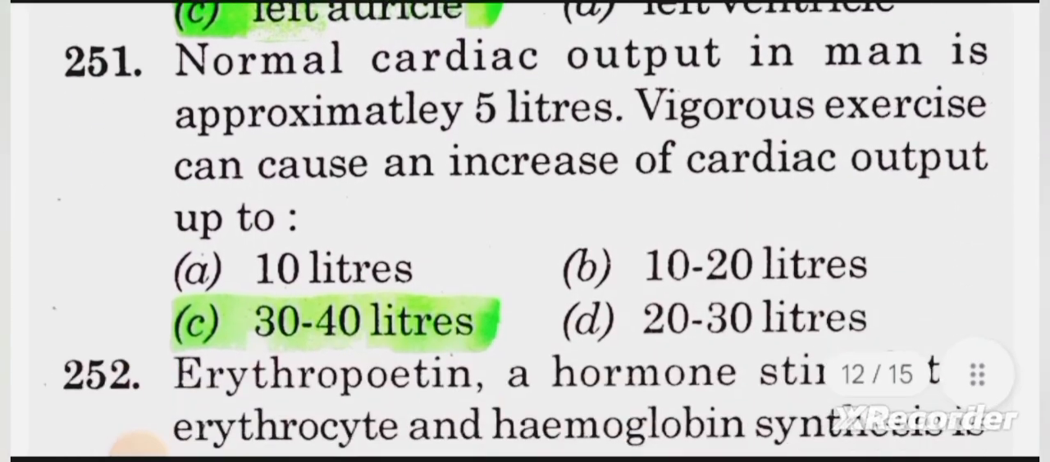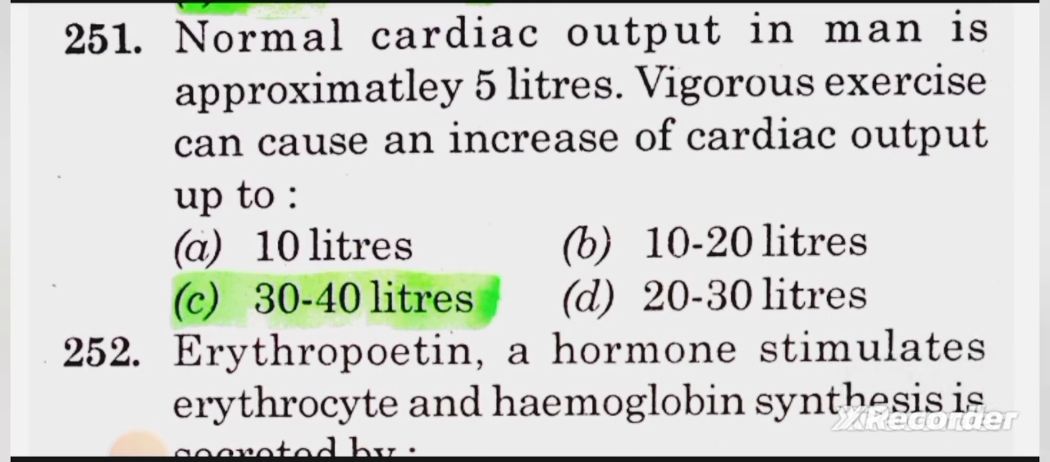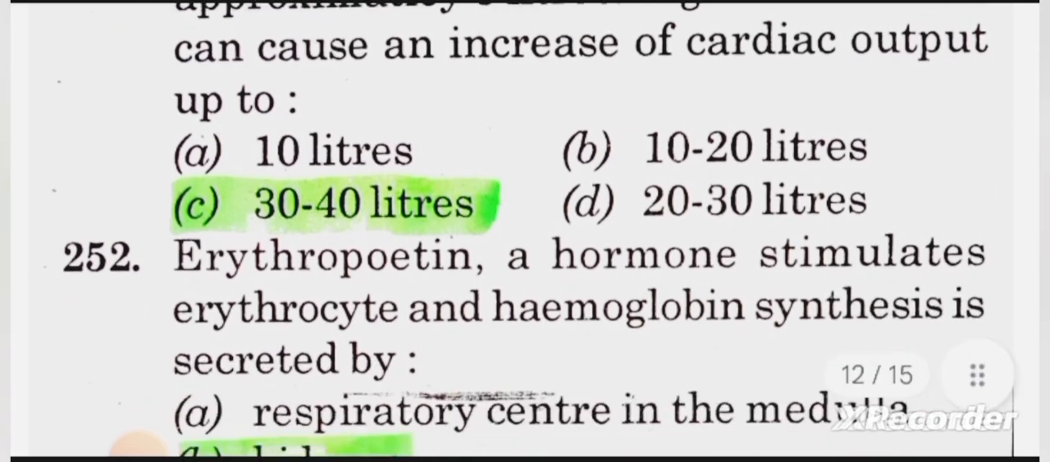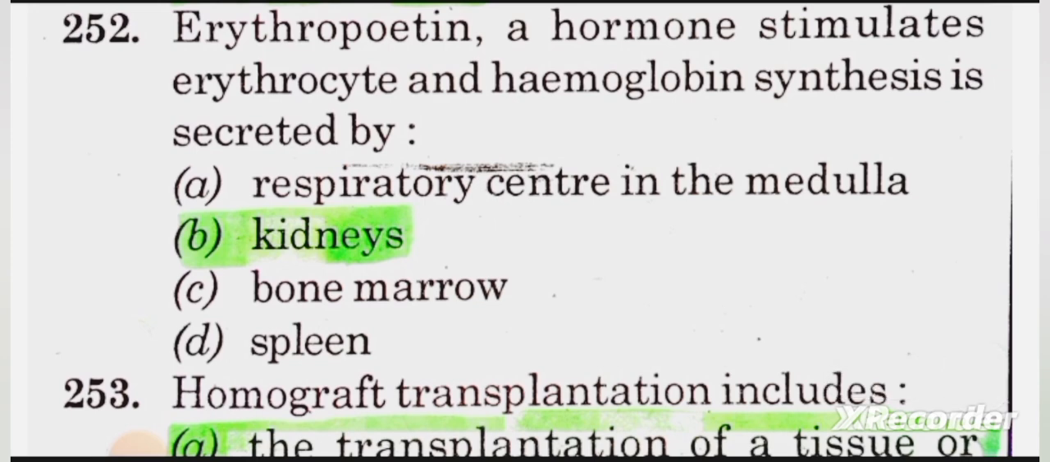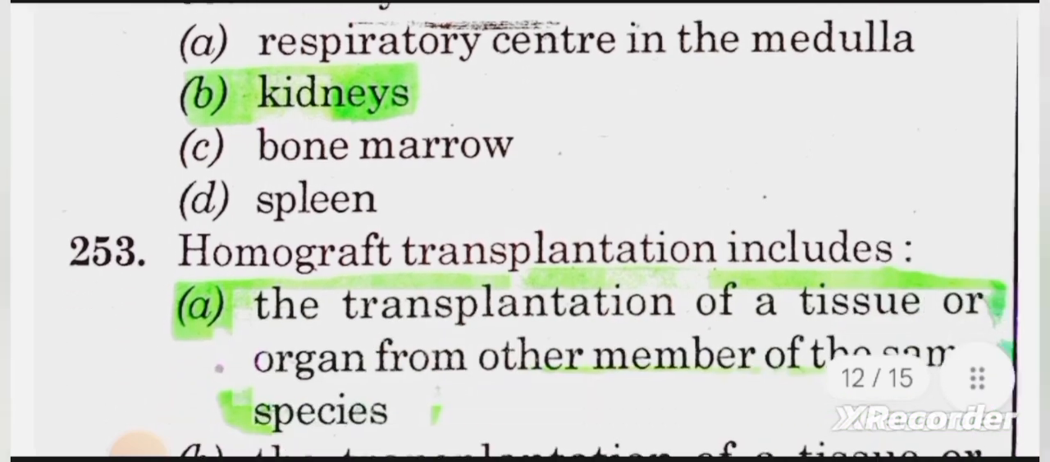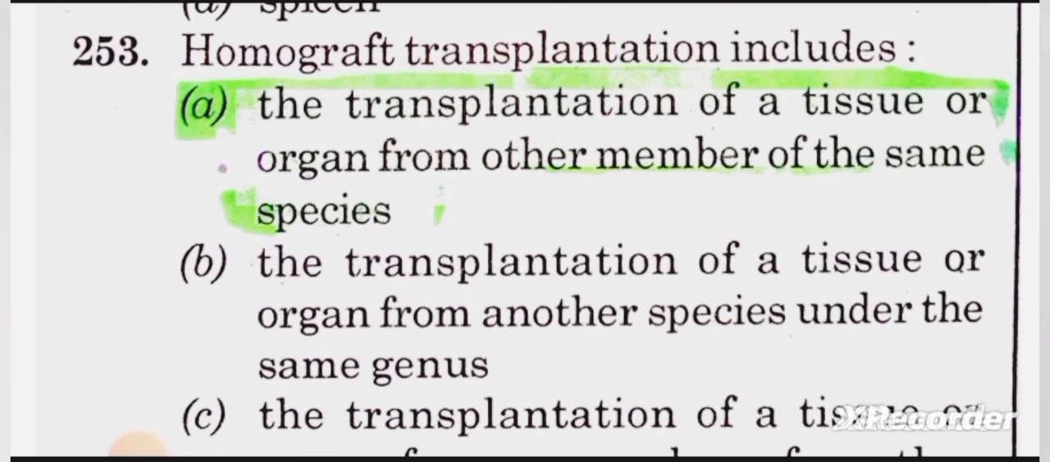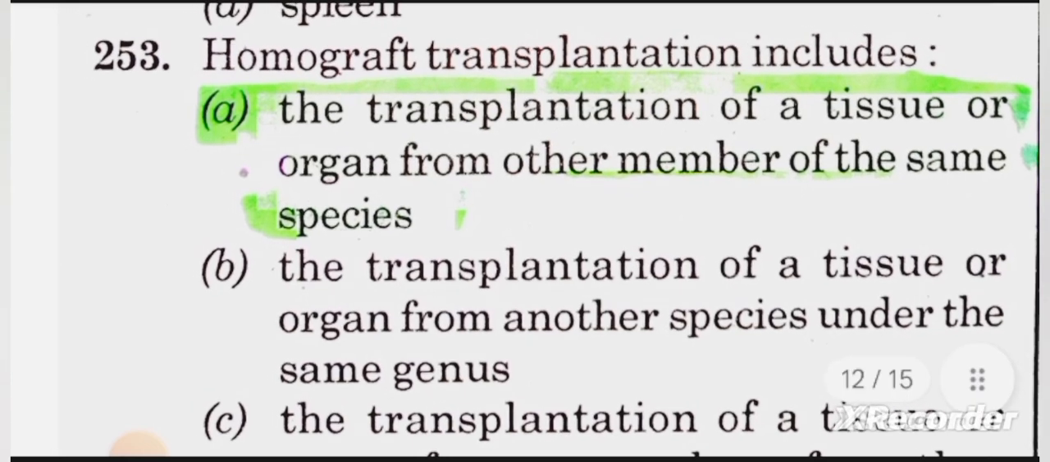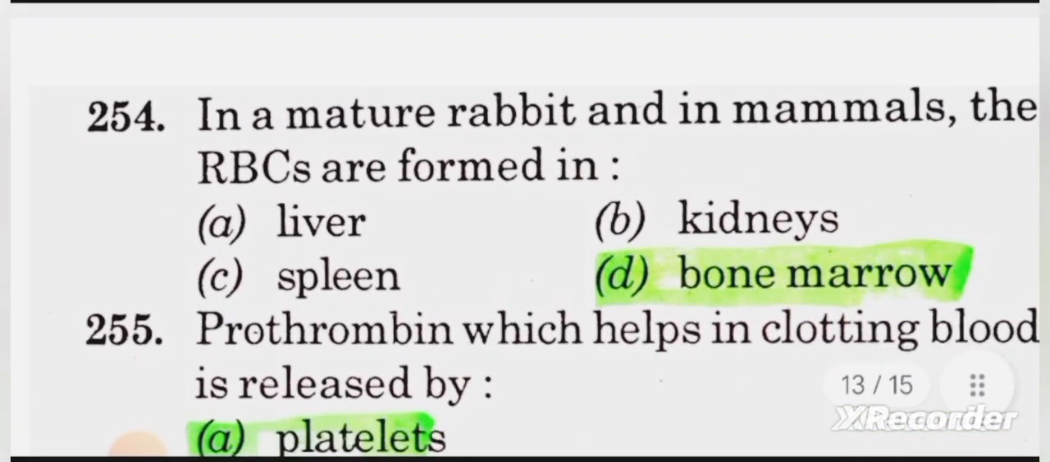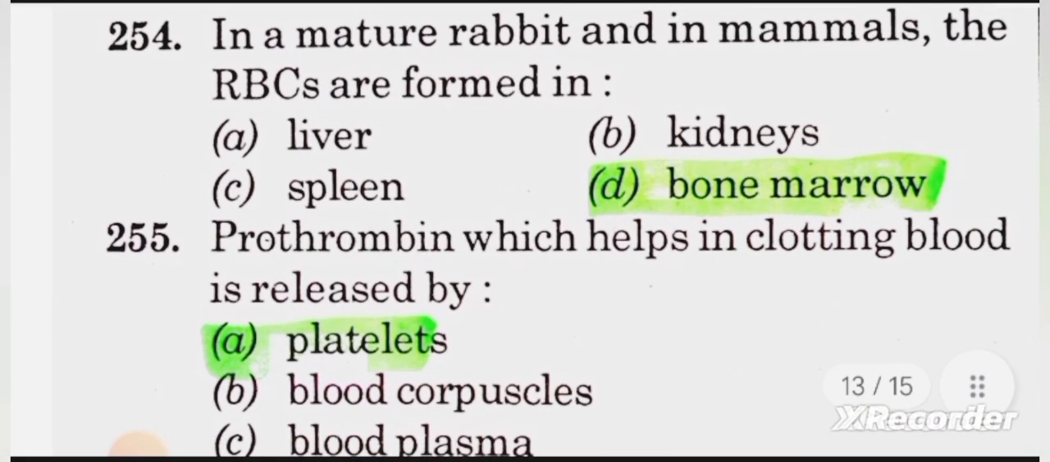Next, 251. Normal cardiac output in man is approximately 5 liters. Vigorous exercise can cause an increase of cardiac output up to answer C, 30 to 40 liters. Next, 252. Erythropoietin, a hormone which stimulates erythrocyte and hemoglobin synthesis, is secreted by answer B, kidney. Next, 253. Homograft transplantation includes answer A, the transplantation of a tissue or organ from another member of the same species. Next, 254. In a mature rabbit and in mammals, the RBCs are formed in answer D, bone marrow.